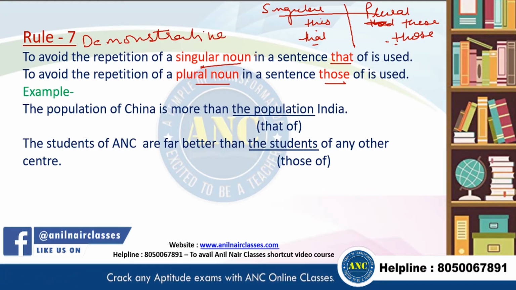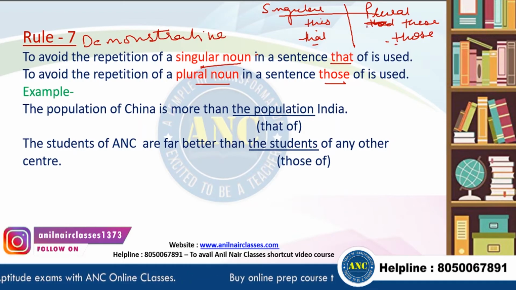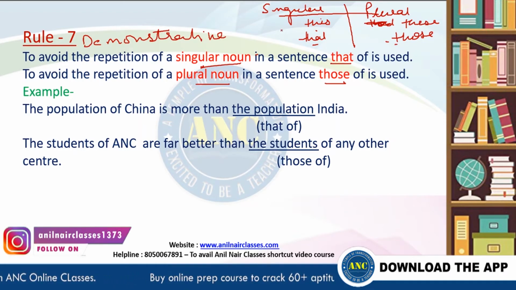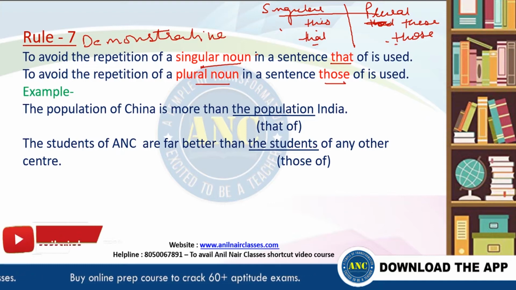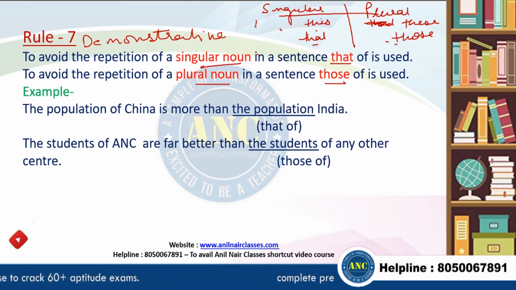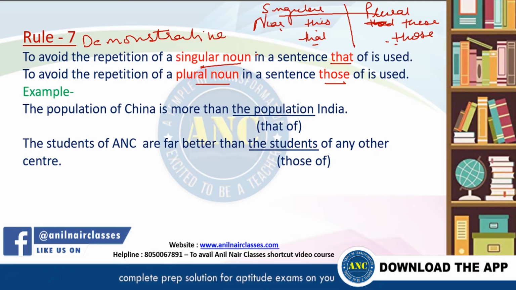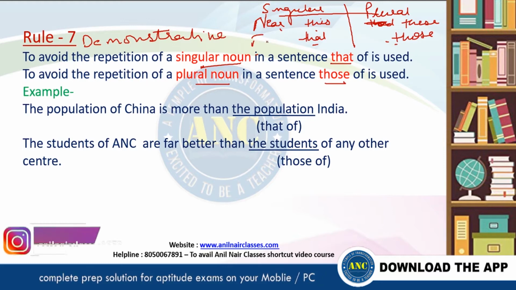If you're referring to singular things, then you use this and that. If you're referring to plural, then you'll use these and those. If you're referring to nearby things, we'll use this and these. If you're referring to far away things, remember that also, there's no harm in learning. So this and these are for nearby, and that and those are for far away things.